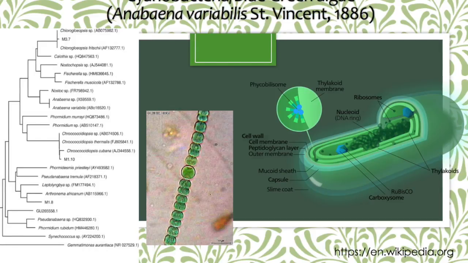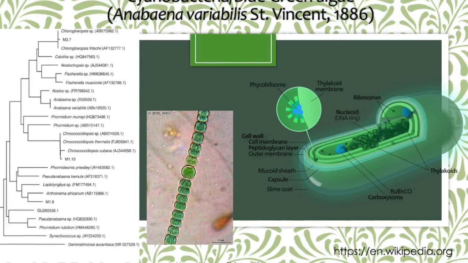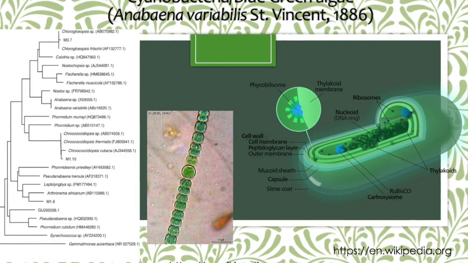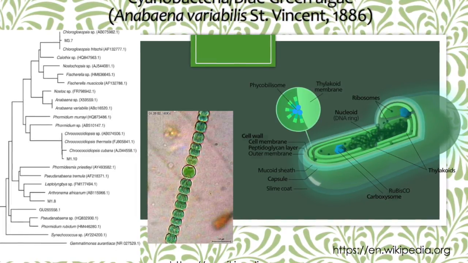Hi everyone, today I'll be going over the 7 key processes involved in the life of Anabaena variabilis, or commonly named blue-green algae, or cyanobacteria. I'll be referring to it as cyanobacteria throughout.